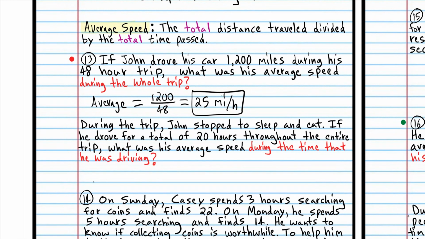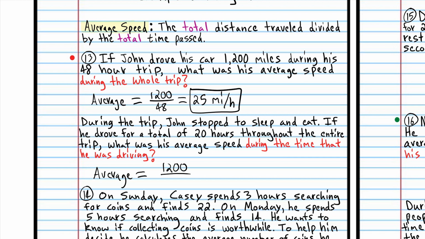So the number is going to change. We're going to take the total distance that he traveled and then divide by the total time that he was actually driving. And if we do that, we get a number that is much higher than the previous number. Why is that? Because the context of the problem changed. We're asking for something different.